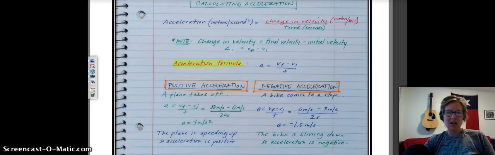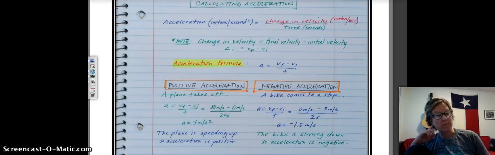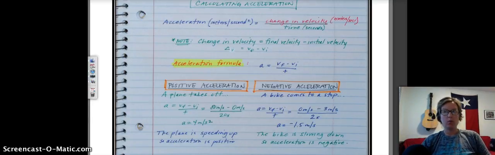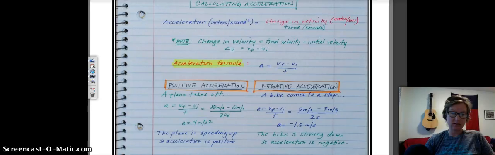So adding to that, we're going to look at the formulas and some examples for positive acceleration versus negative acceleration, or deceleration. In positive, a plane takes off. You'll notice our formulas there, and for example, our final velocity was 80 meters per second, and our initial velocity was 0 meters per second, and the time it took was 20 seconds. We plug that into our formula, and we get that final acceleration, which is positive, of 4 meters per second squared. So we know that plane is speeding up because the acceleration is positive.